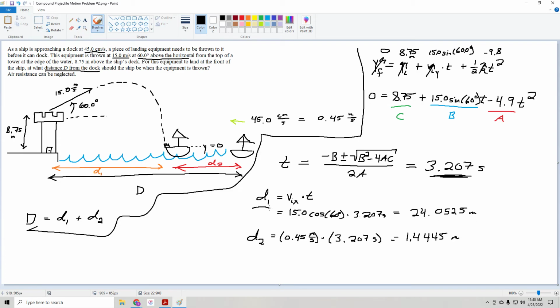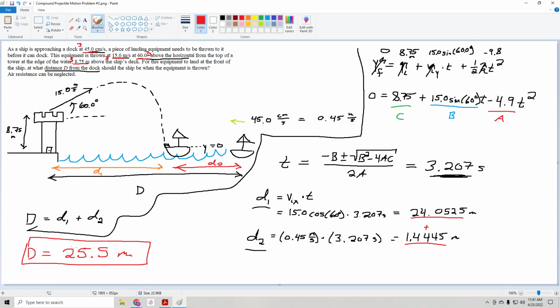And so we have d1, we have d2. We said that capital D, which is what we want to solve for, is the sum of these two numbers. So let me write this in red. D is equal to 24.0525 plus 1.4445. And what we want to do is truncate that answer to the smallest number of significant figures in the problem description. So here I see 3, here I see 3, here I see 3, and here I see 3. So when we take the sum of these two numbers, d1 and d2, and we truncate to 3 significant figures, we get 25.5 meters. And that is the answer to the problem.